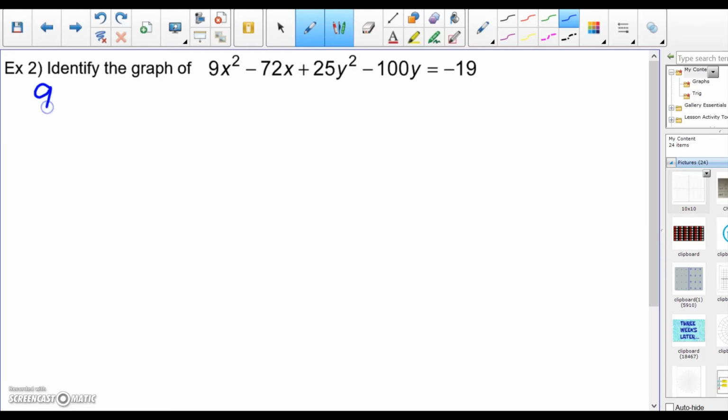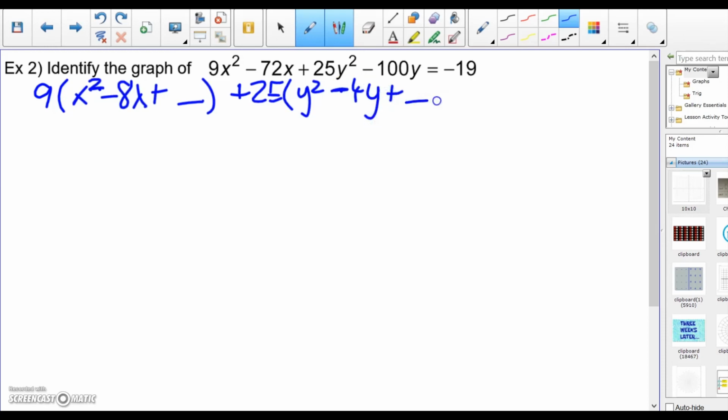Example 2, identify the graph. So we see an x squared and a y squared, so we know it's not a parabola, but we really need to do our completing the square to figure out what else is going to happen. So we have, take out the 9, we have 9x squared minus 8x plus blank. Take out the 25. And we have y squared minus 4y plus blank. And then we have equals negative 19.